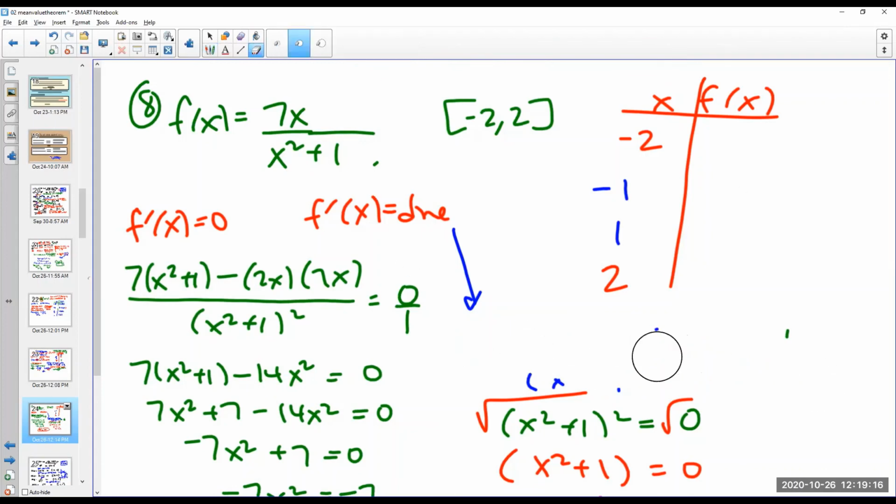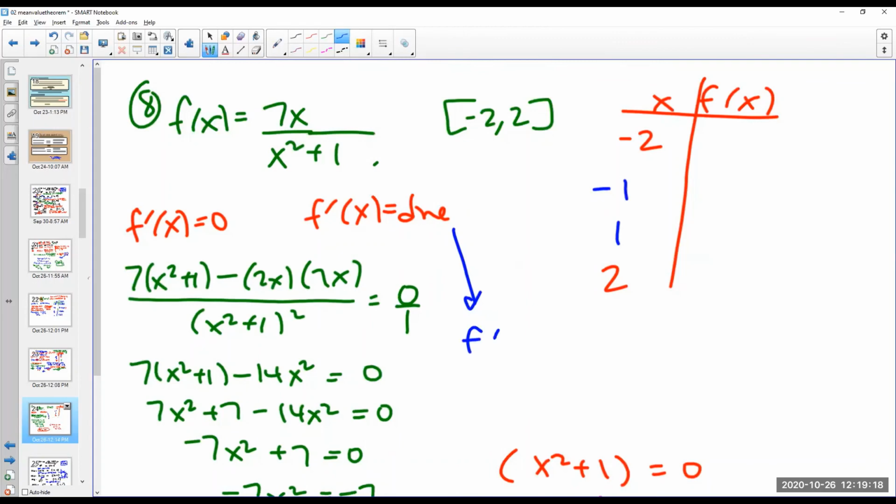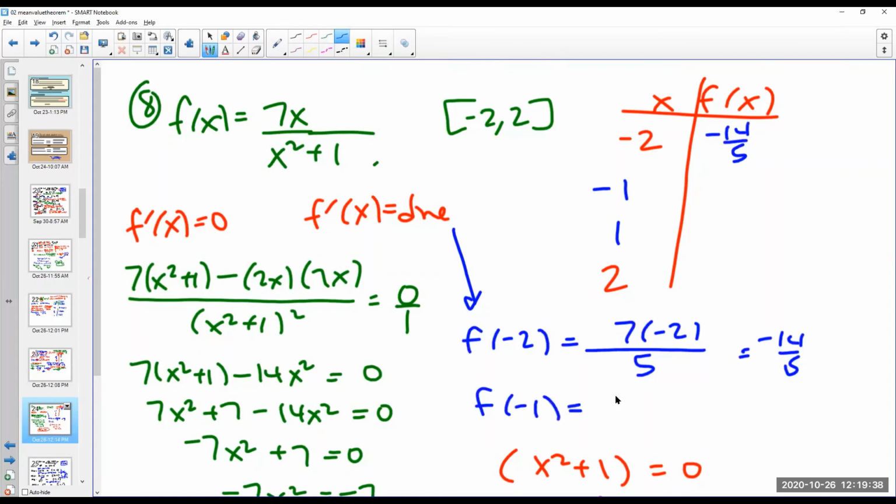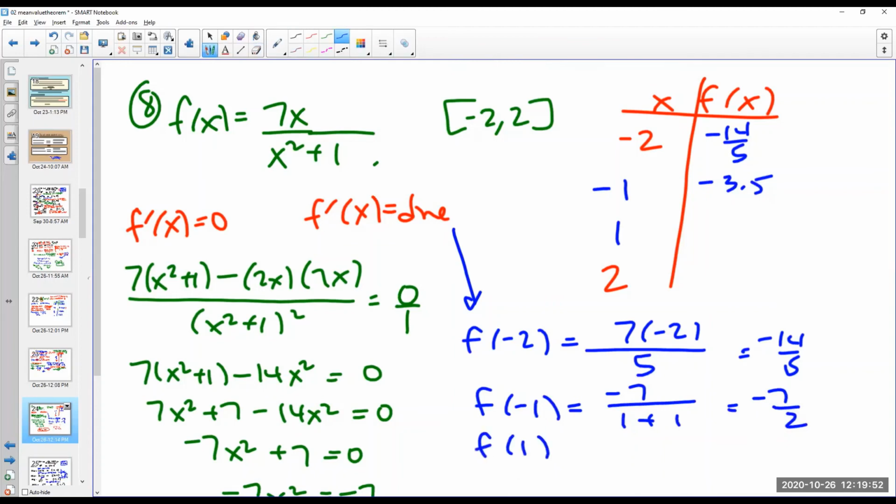Okay, so let me erase some things here. First, I need f at -2. f at -2 will be 7 times -2 over, this is -2 squared plus 1, which is 5, so that's -14 over 5, so that's what this is right here. Then I'm going to plug in -1, so f of -1 would be -7 over 1 plus 1, which gives me -7 over 2, which is -3.5. If I plug in f of 1, I'll get 7 over 2, which is 3.5.